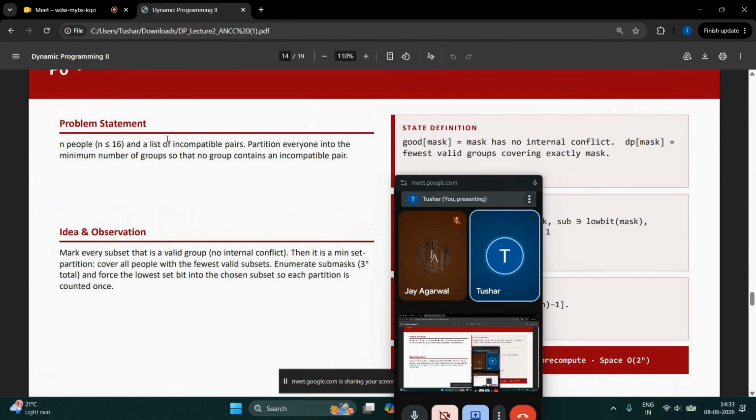In this problem, we are given that we have n people, and we are also given a list of incompatible pairs, and we have to partition everyone into the minimum number of groups such that no group contains an incompatible pair. Basically, we need to assign every person to some group such that in a particular group there should not exist two persons who form an incompatible pair.